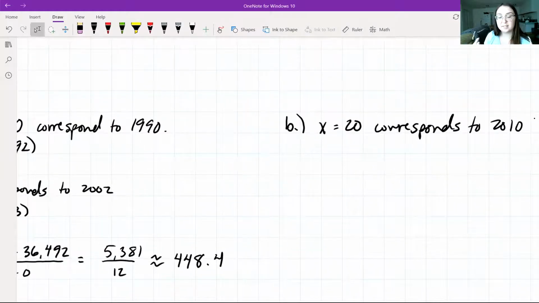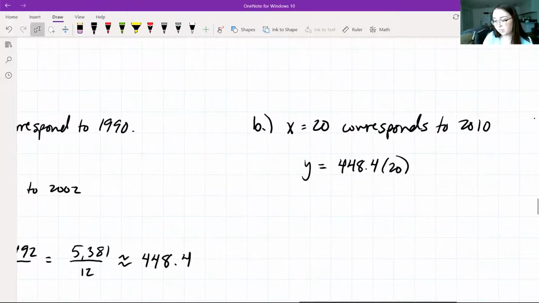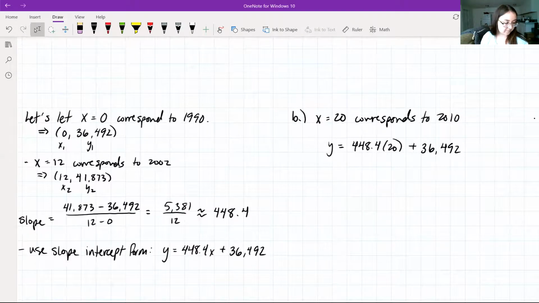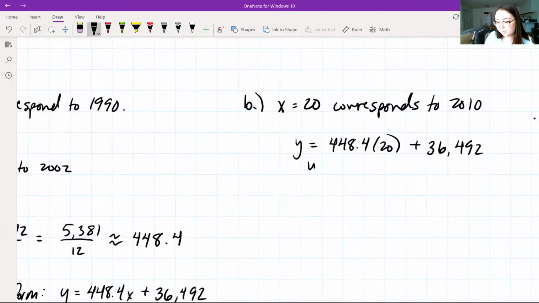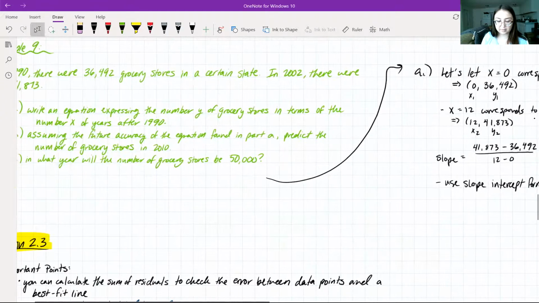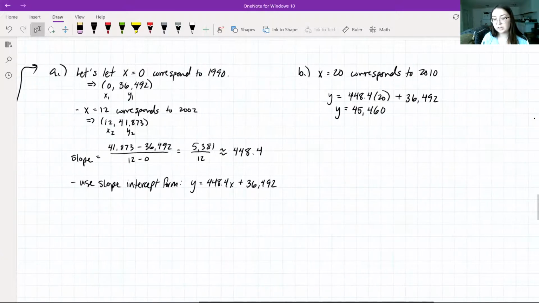So we're just going to plug x equals 20 into our equation. So we get y is equal to 448.4 times 20 plus 36,492. So if you calculate this value, you should get 45,460. So this tells us that the number of grocery stores in 2010 is going to be 45,460 in the state that we're in.